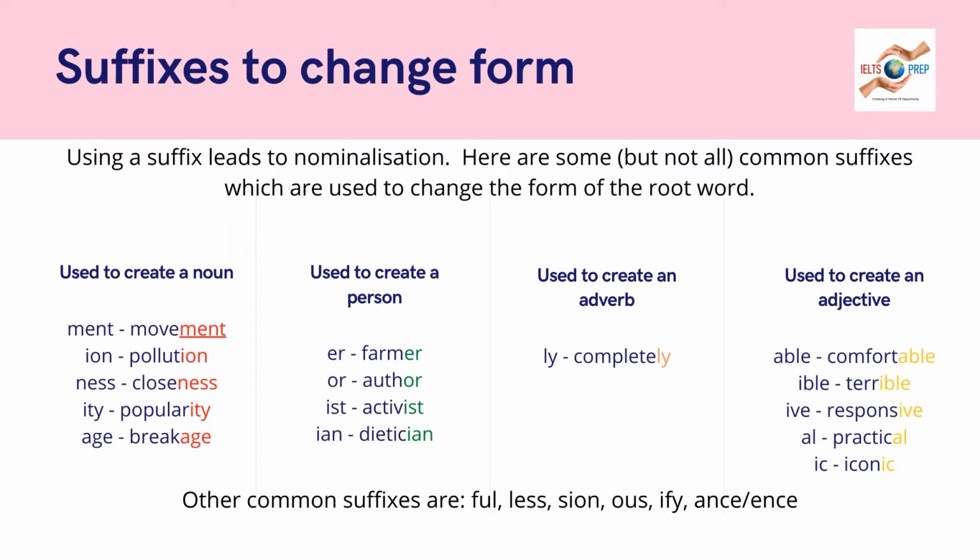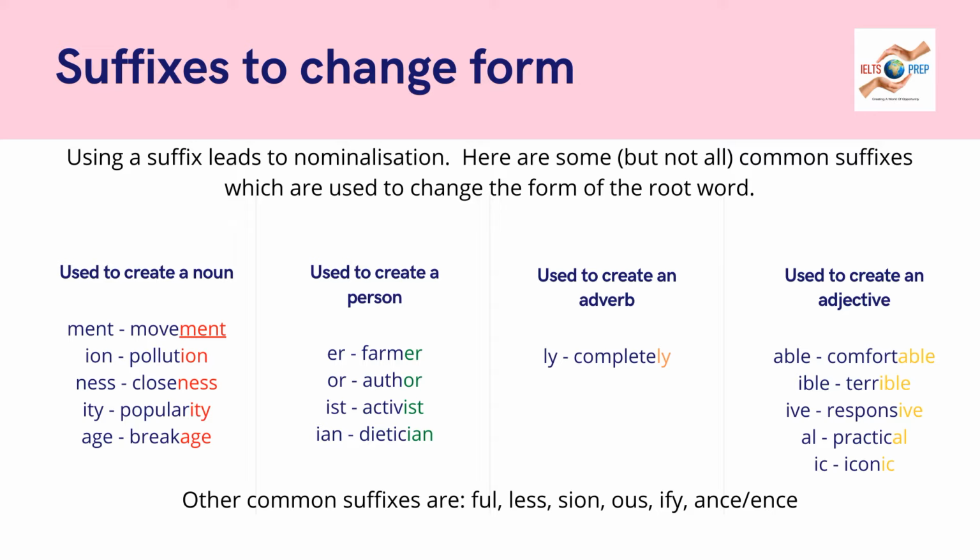So here we've got some that we use when we want to create a noun. So move, and we add ment to it, becomes movement. Pollution, so to pollute, pollution. Close becomes closeness. Popularity, breakage. We've got the ER, OR, IST, and the IAN, which we use to create positions or people. So we can say a farm becomes a farmer. The man who works on a farm is a farmer.